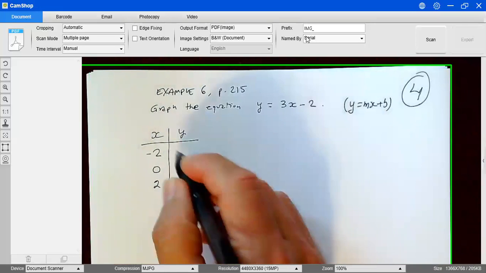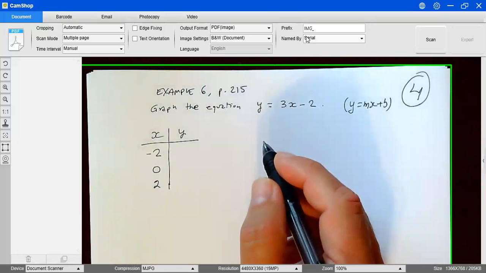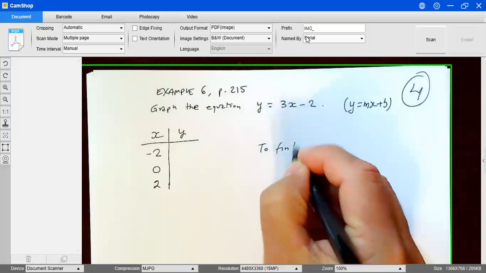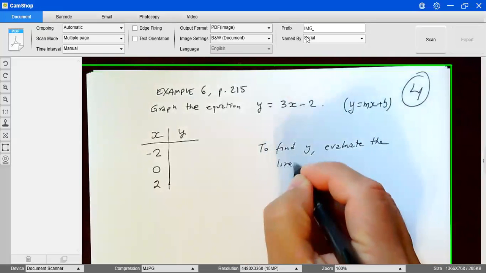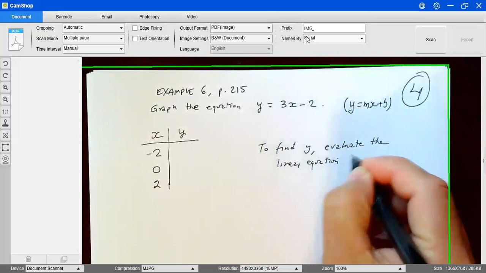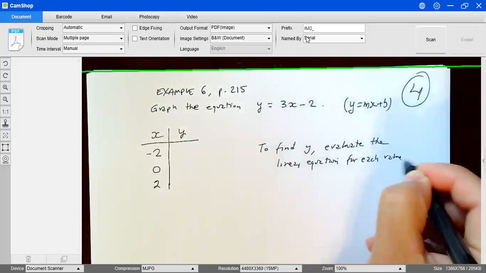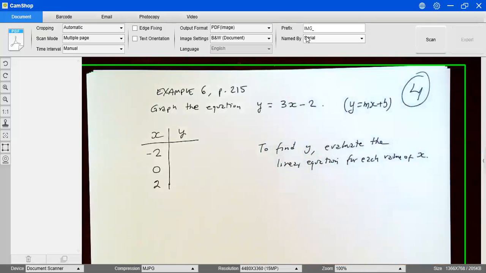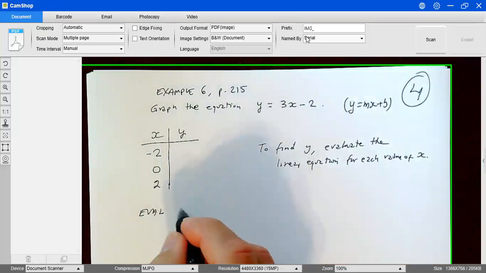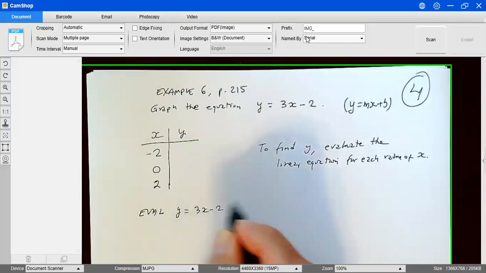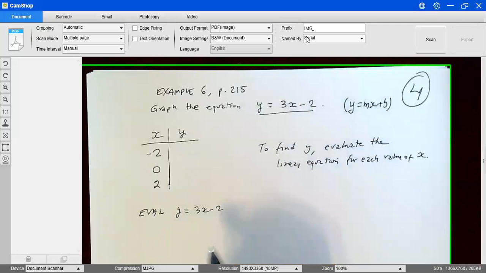So again, we need to find y. To find y, we need to evaluate the equation for every x. So to find y, evaluate the linear equation for each value of x. If you have 3 values, you're gonna do 3 evaluations. You have 10 values, you're gonna do 10 evaluations. So I'm going to start with the first one. Then I'm going to start evaluating y equals 3x minus 2. So I'm evaluating my equation.